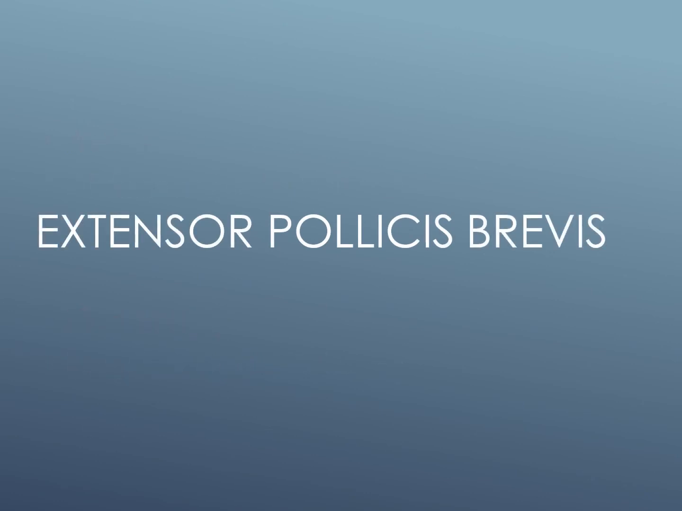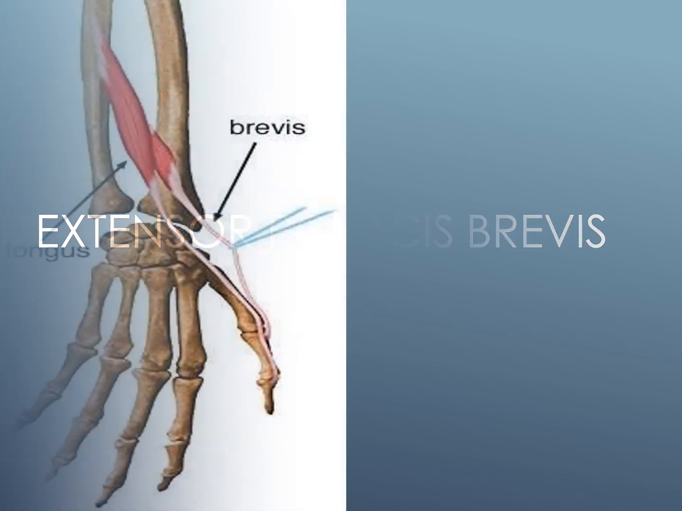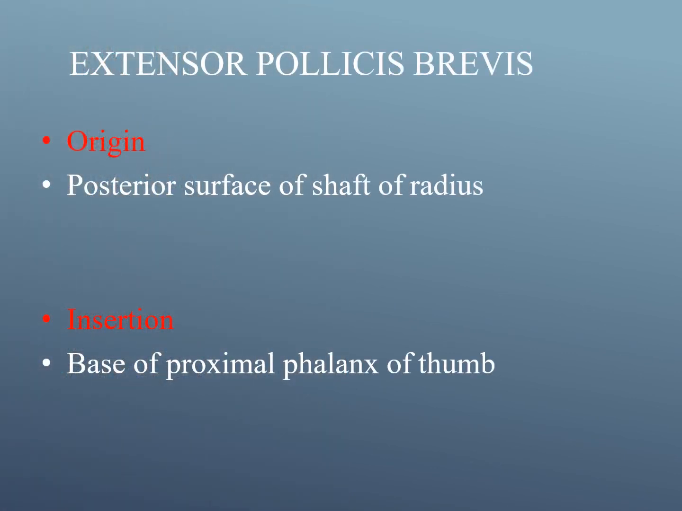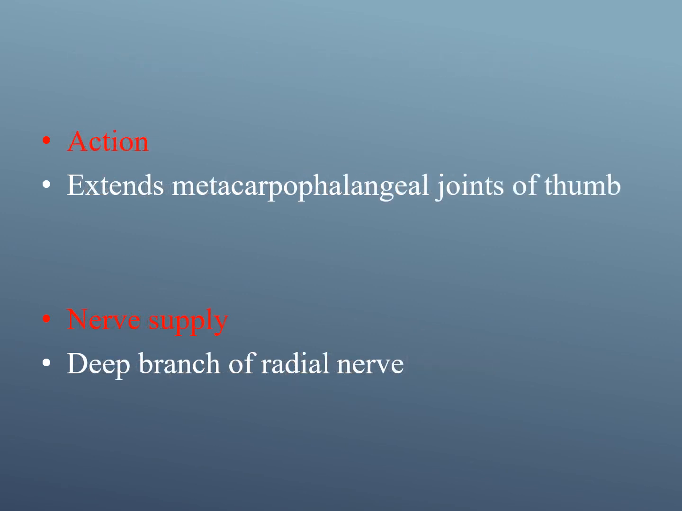Next muscle is extensor pollicis brevis, which means it causes extension of the thumb. And why is it called brevis? Because it is smaller as compared to the abductor pollicis longus. So this is abductor pollicis longus and this is extensor pollicis brevis. It originates from the posterior surface of the shaft of the radius and it is inserted on the base of the proximal phalanx of the thumb. Action: it extends at metacarpophalangeal joint of the thumb and its nerve supply is deep branch of radial nerve.